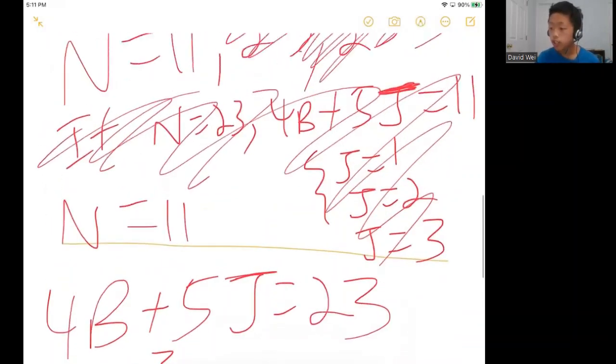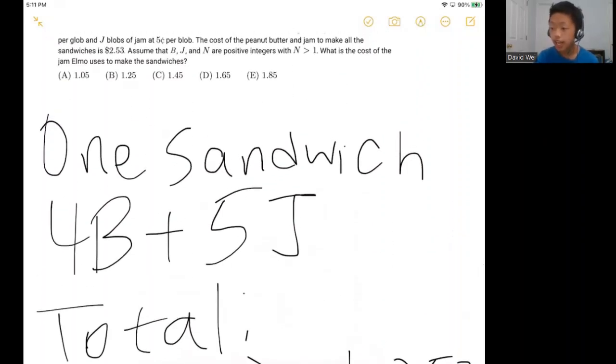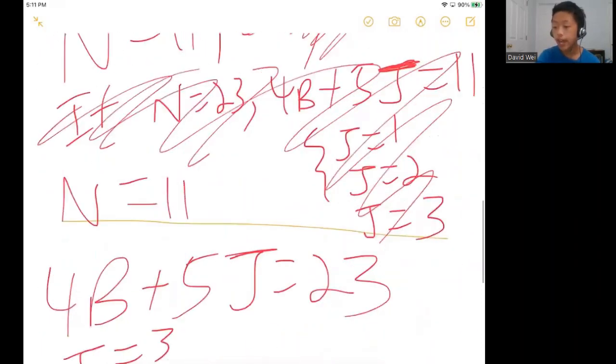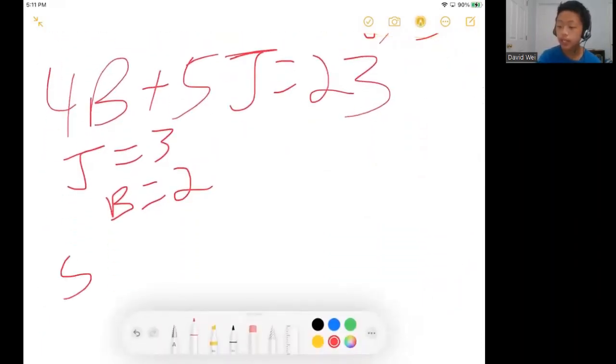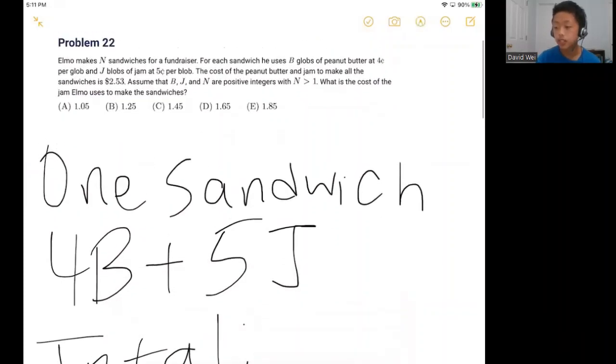The original question wanted the cost of the jam that Elmo uses to make the sandwiches. For each sandwich, Elmo uses 5 times J in money, and we found J was 3, so that's 15 cents per sandwich in terms of jam. Since he's making 11 sandwiches, 11 times 15 gives 165 cents. Converting to dollars, we get $1.65. That would be choice D, which is the right answer.